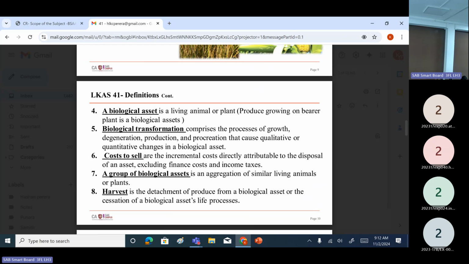So basically we are discussing living plants and animals. Then here we have a question: all the living plants and animals, can we consider them as a biological asset? Let's say an elephant. An elephant can be considered as a biological asset.